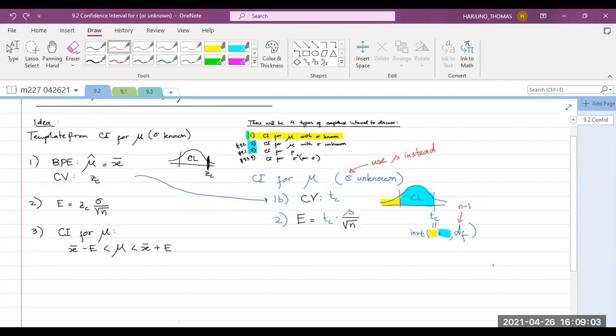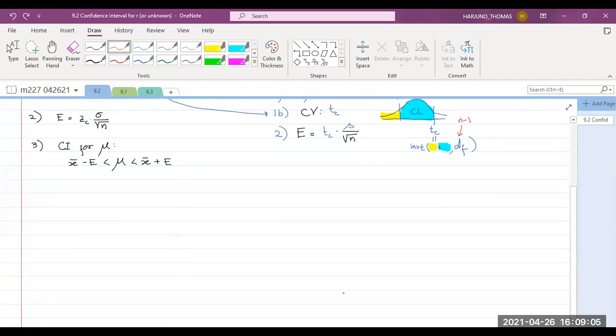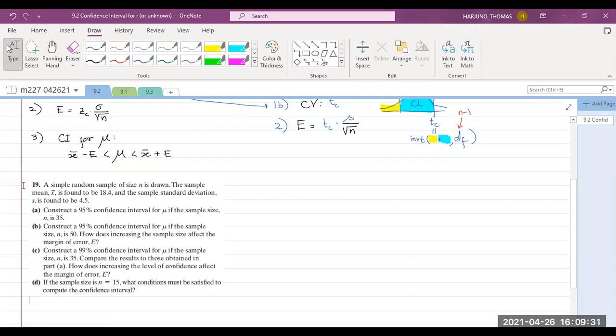Okay, now let's start with some problems from our textbook. I will do number 19. I'll pick question number 19. Give me a second. I will screenshot that for you. Question number 19.